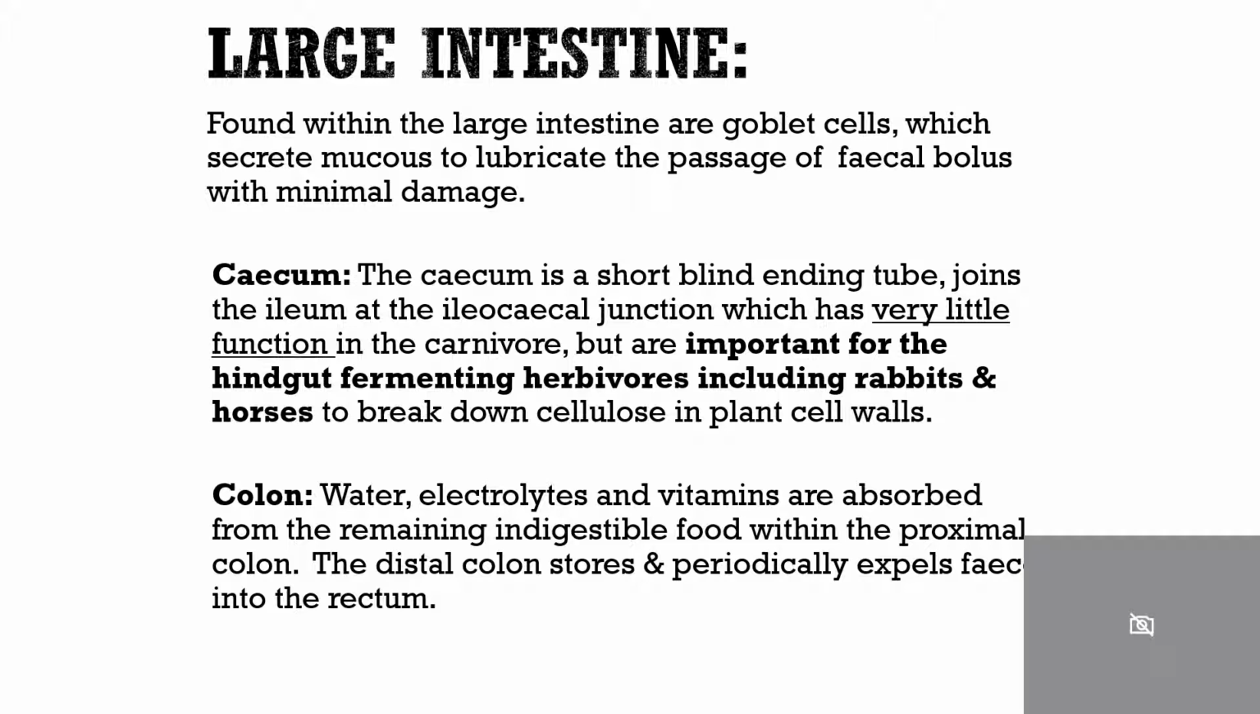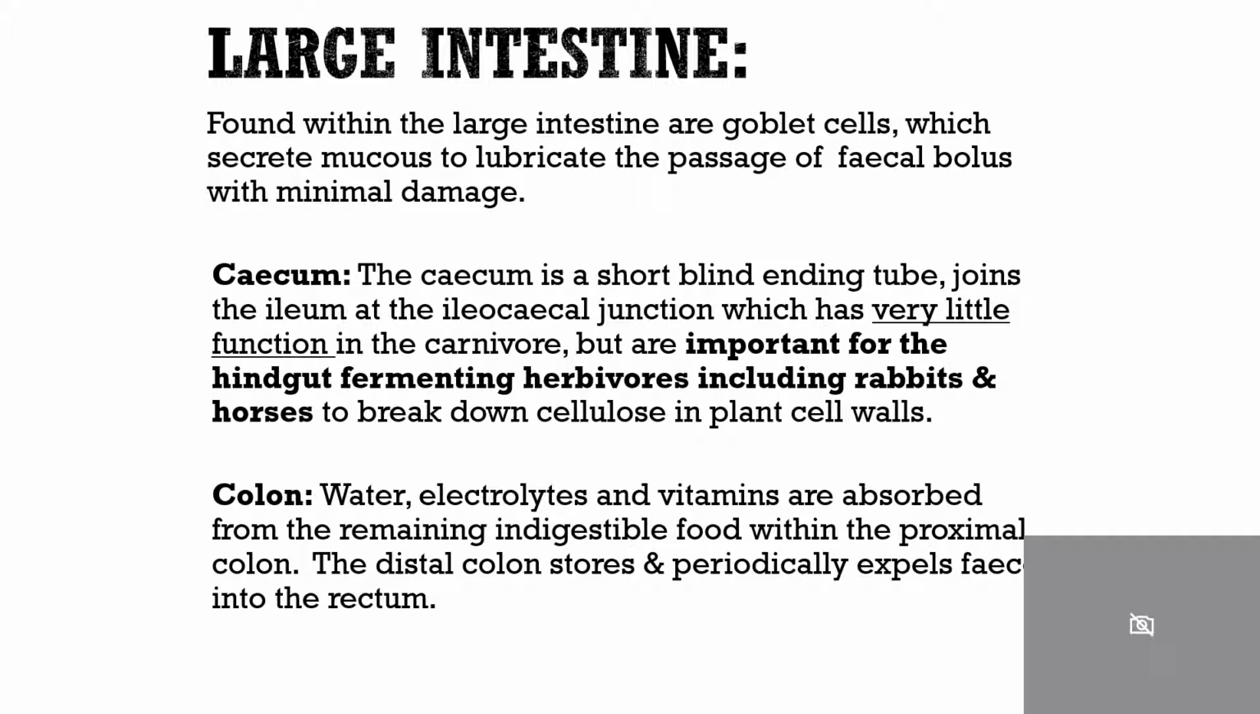The large intestine. Found within the large intestine are goblet cells, which secrete mucus to lubricate the passage of fecal boluses with minimal damage. The cecum. The cecum is a short, blind-ending tube and it joins the ileum at the ileocecal junction. It does have very little function in the carnivore, but is very important for the hindgut fermenting herbivores, and this includes rabbits and horses, in order to break down cellulose in plant cell walls. So within our carnivores, our cats and our dogs, very little function.